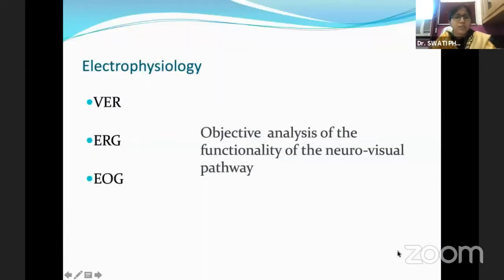So electrophysiology, we know, is of three different types that we regularly use: VER, visually evoked response, electroretinogram, and electrooculogram. The main objective of all three of them is to have an analysis of the functional status of the neurovisual pathway. Among all three of them, it's the VER which we commonly use as a neuro-ophthalmologist in our day-to-day practice, with some amount of role of ERG.